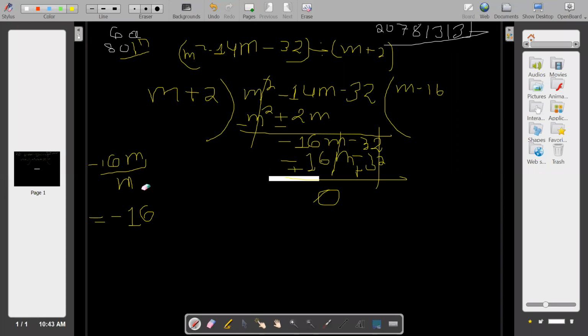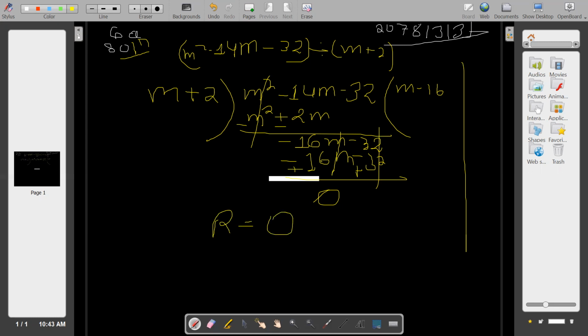That is why we have to show this in a rough way. You can make a rough on the right side. So here, the remainder is 0. Quotient is m minus 16. Now, if you multiply m plus 2 and m minus 16, we get m square minus 14m minus 32.